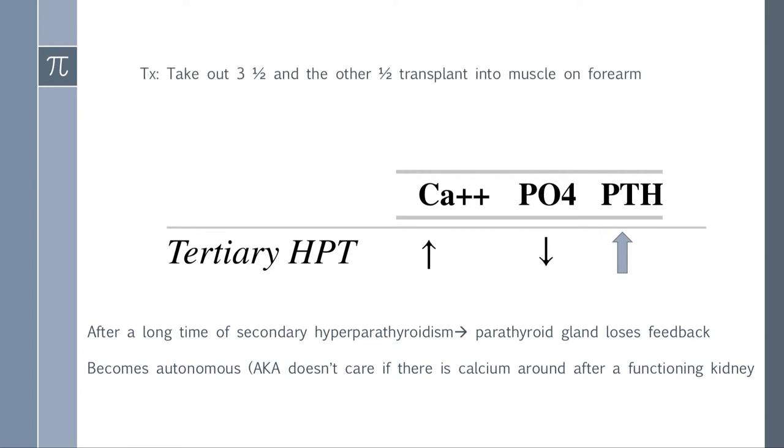Treatment here, you take out 3.5 glands, and the other one that you transplant into the muscle in the forearm. Why do you put it in the forearm? Because if it hyperfunctions again and you want to control the calcium, it's easier to go into the forearm to do the surgery rather than go back into the neck and do it again.